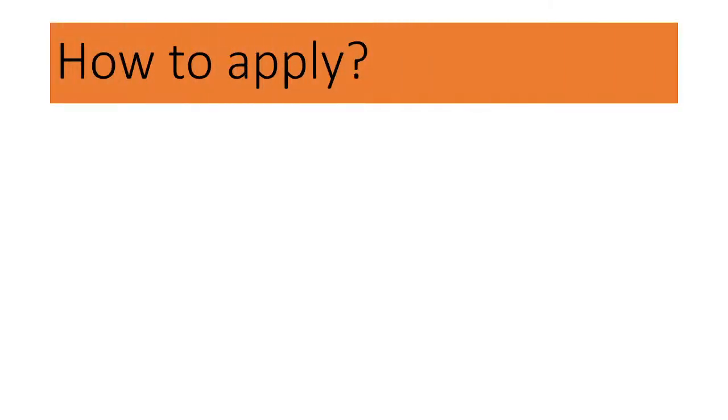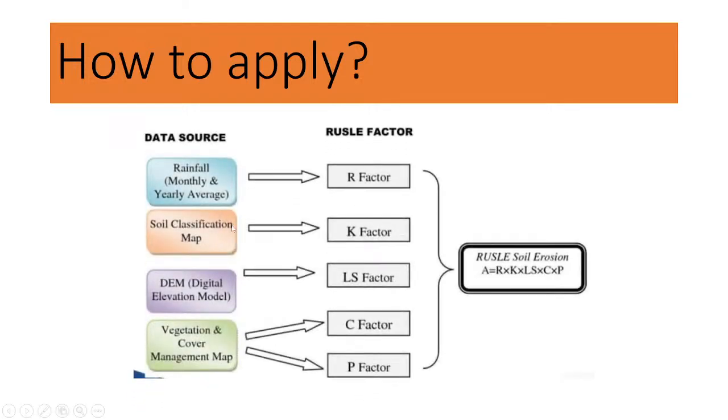So now, how can we easily apply the RUSLE model? First, I need data sources. I need monthly or yearly average rainfall data, which generates the RUSLE R factor. So I can get the R factor from the rainfall data. Then soil classification: we can use different types of soil data, such as soil texture or soil classification data. Soil classification data gives the K factor.